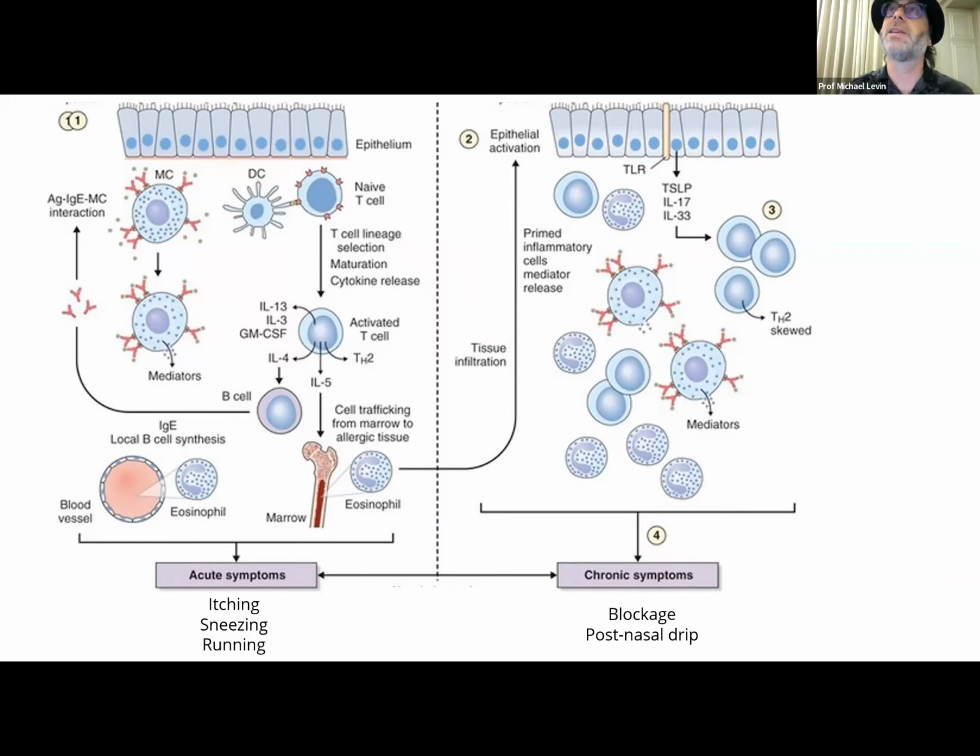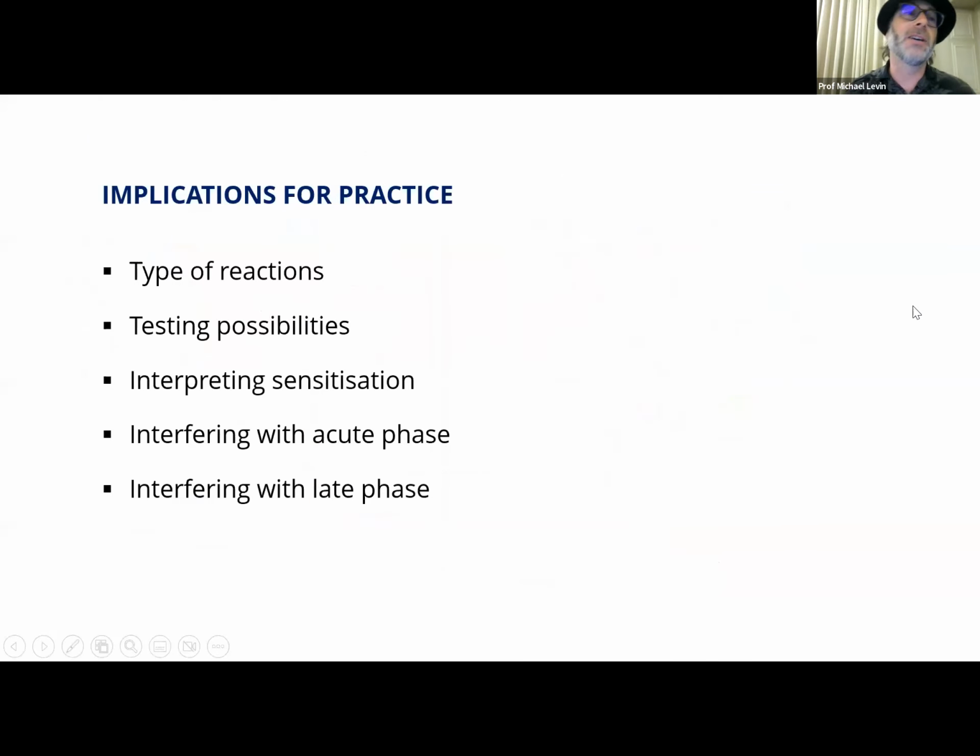And this mechanism is probably responsible for the allergy epidemic that is associated with modern living in industrialized countries, where pollutants and irritants are causing type 2 skewing of our immune system. So let's now go into some of the clinical implications for practice.